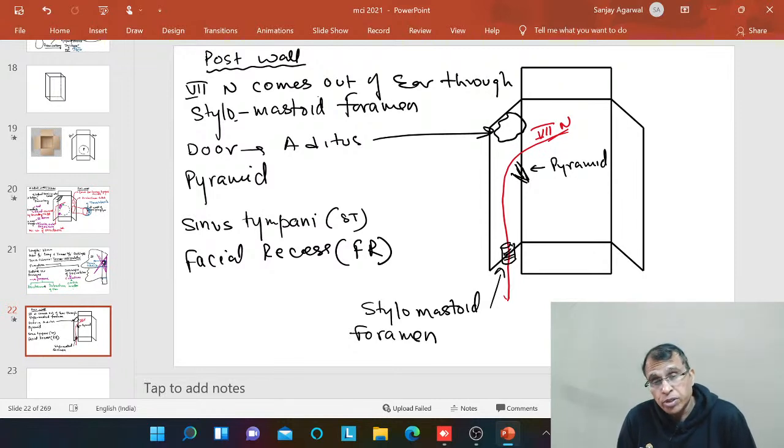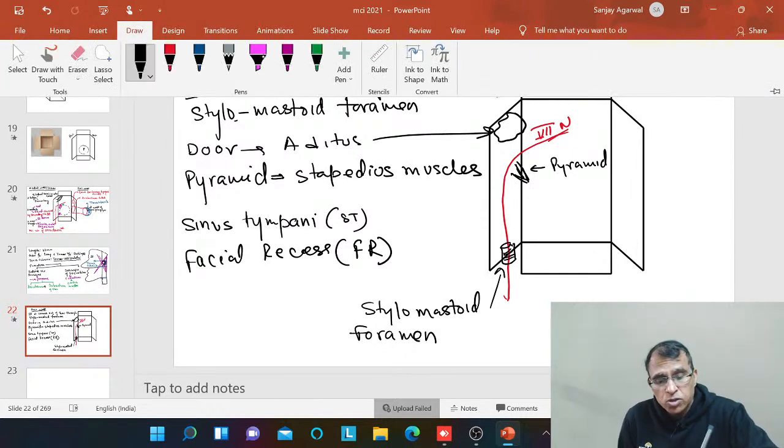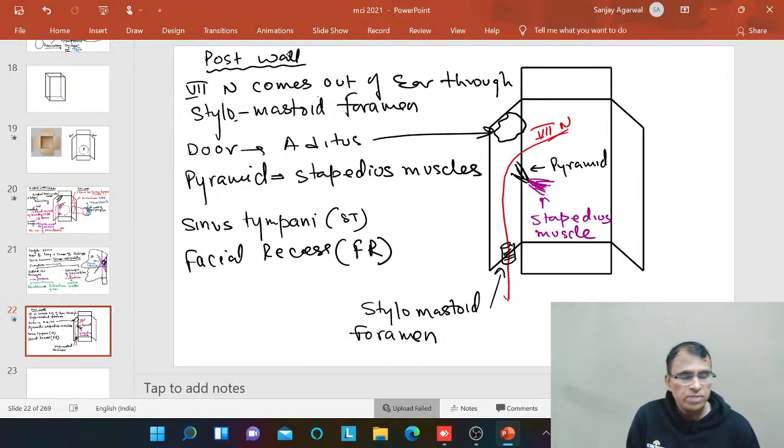But why is the pyramid important? The pyramid is important because a muscle called the stapedius muscle originates from here, arises from here. And that's why the pyramid is so important, because the stapedius muscle arises from here. So the pyramid is not important, the muscle is important. We'll talk about the muscle in a little while.